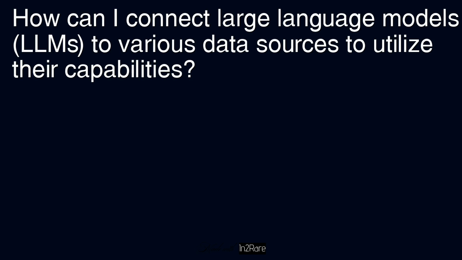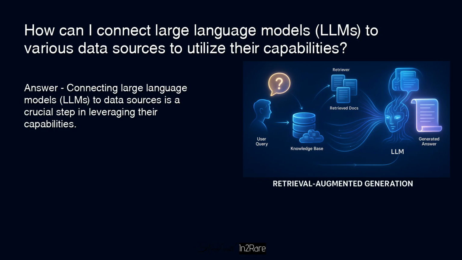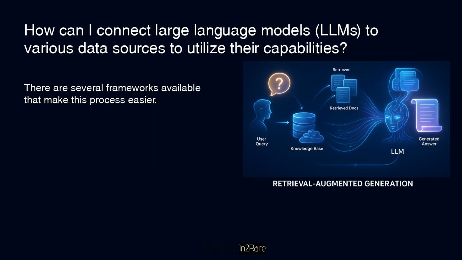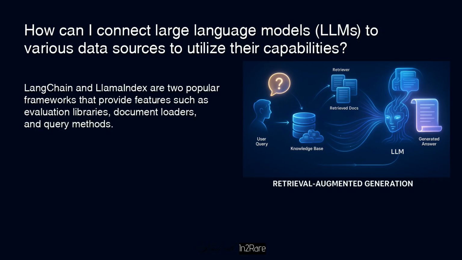How can I connect large language models (LLMs) to various data sources to utilize their capabilities? Interconnecting LLMs to data sources is a crucial step in leveraging their capabilities. There are several frameworks available that make this process easy. LangChain and Llama Index are two popular frameworks that provide features such as evaluation libraries, document loaders, and query methods.